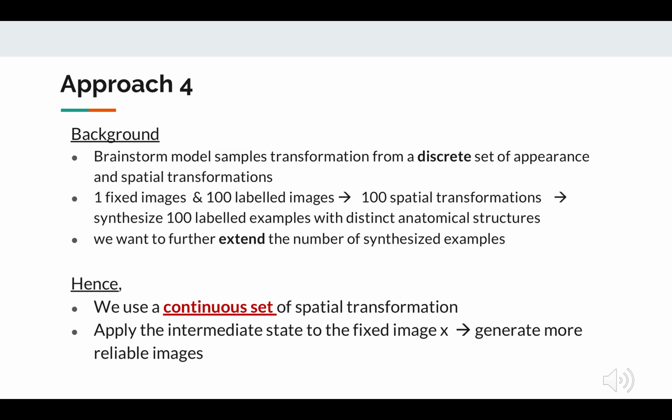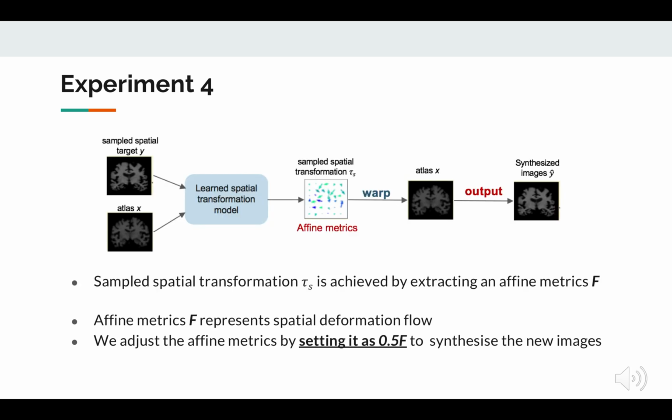The number of synthesized examples can be further extended if we convert the spatial transformation into a continuous set. By taking an intermediate state in the spatial transformation and applying it to the fixed reference image X, infinite new images can be synthesized. This can be used as a data augmentation method to generate more brain images for medical applications. From our observation, in the Brainstorm model, the sampled spatial transformation is achieved by extracting an F matrix. The F matrix represents the spatial deformation flow. So in our experiment, we adjust the F matrix by setting it as 0.5 F to synthesize the new images.